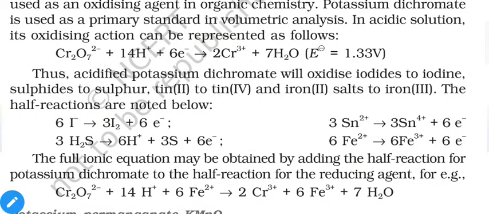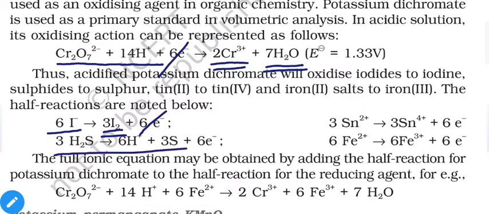Similarly, you can generate the reaction for the remaining three reactions. That means Cr2O7 2- plus 14H+ plus 6I- will give us 2Cr3+, 7H2O and 3I2. Electrons on both sides will be cancelled out, and similarly you can do this for the remaining two reactions as well.